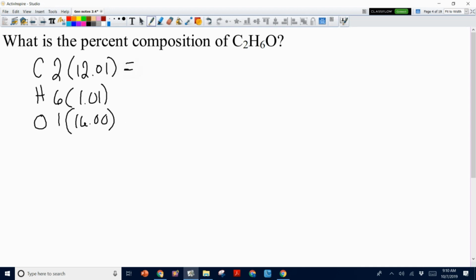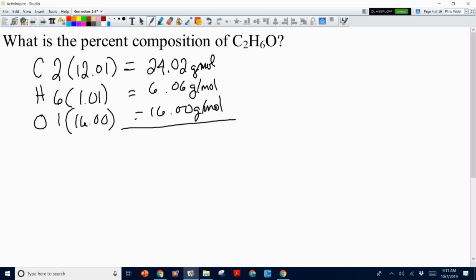So 2 times 12.01 is 24.02 grams per mole. 6 times 1.01 is 6.06 grams per mole. And 1 times 16.00 is 16.00 grams per mole. Now we're going to add all those up.